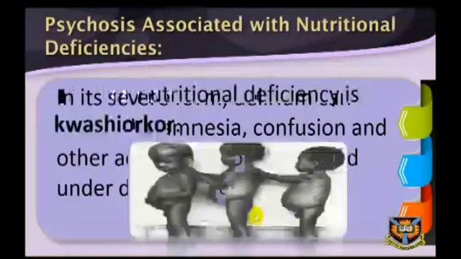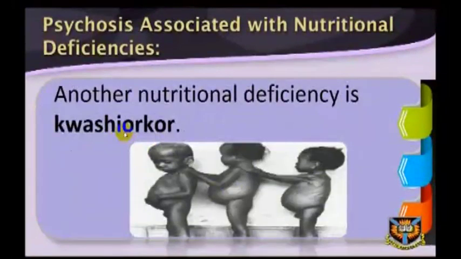Another nutritional deficiency is kwashiorkor. This is a clinical condition caused by deficiency in protein calorie essential for the body and is more frequent in young children. Abnormal behavior associated with this calorie deficiency includes depression, apathy, and a possible mental subnormality.